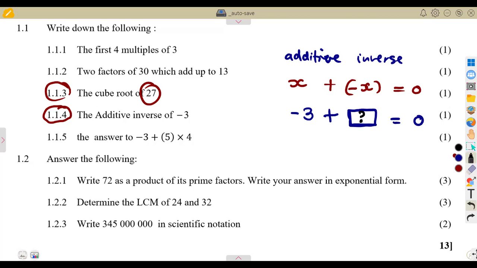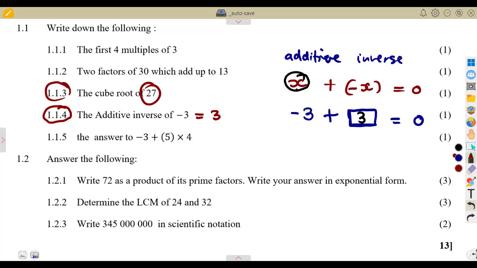That's a +3. So if this is a minus, you put the positive here. If this is a positive, you put a minus. The number is supposed to remain as it is. As you can see, if this is x, this is also x, but it carries a negative. If this is a negative, it changes to a positive. So the additive inverse of -3 is 3. That is the idea there.